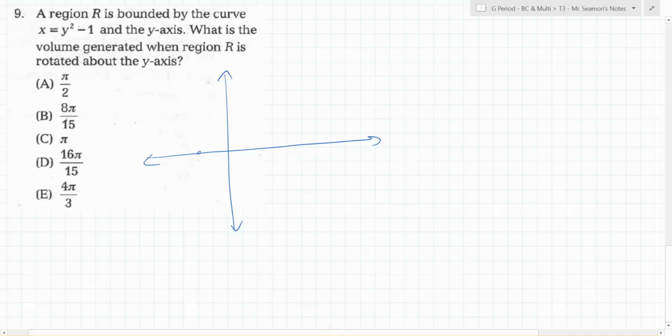I know what it looks like. I'm just trying to, that's just how I think about it. It's a sideways parabola. That's right. Okay, when x is 0, what can y be? Plus or minus 1. So yes, this is a sideways parabola. And it says it is bounded by that and the y-axis.